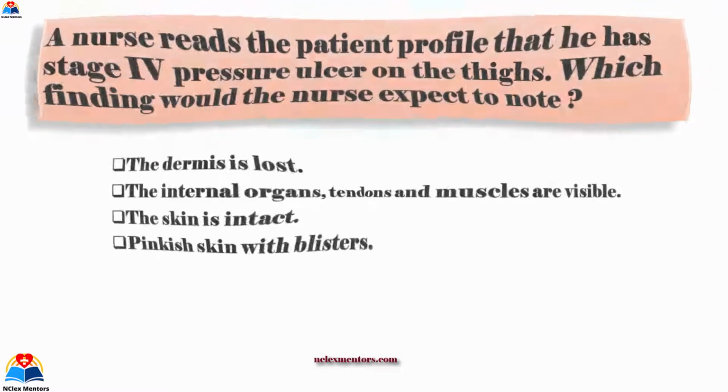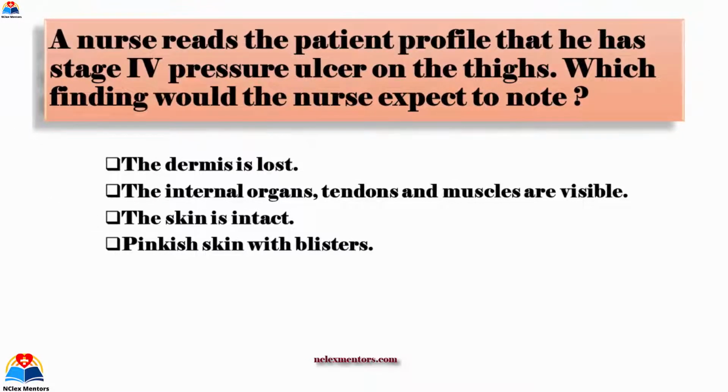Let's take another quiz. A nurse reads the patient profile that he has stage 4 pressure ulcer on the thighs. Which finding would the nurse expect to note? Your options are: Option 1, the dermis is lost. Option 2, the internal organs, tendons, and muscles are visible. Option 3, the skin is intact. Option 4, pinkish skin with blisters. I will give you some time to guess the answer.